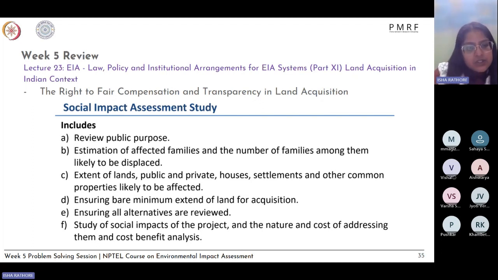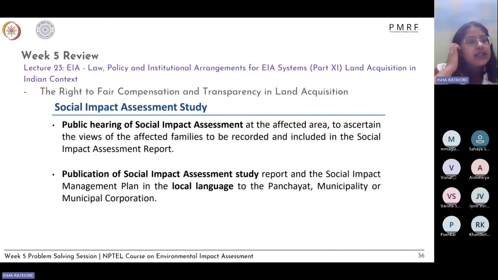And lastly, they also have to study the social impacts of the project, the nature and cost of addressing them, and the cost benefit analysis. So they need to include all of this in the social impact assessment study. And then the public hearing of the social impact assessment study is going to be undertaken at the affected areas to get to know the views of the affected families so that they are recorded and included in the social impact assessment report.